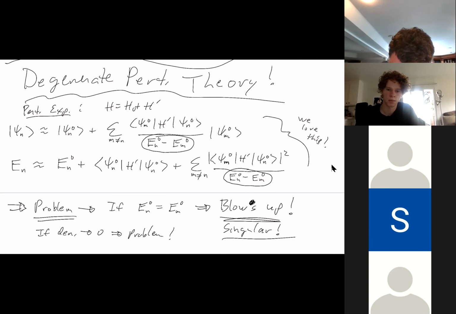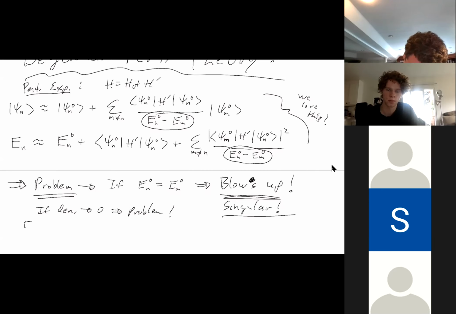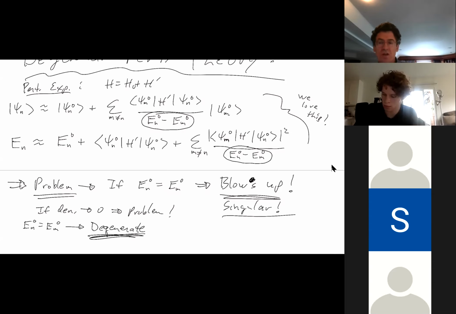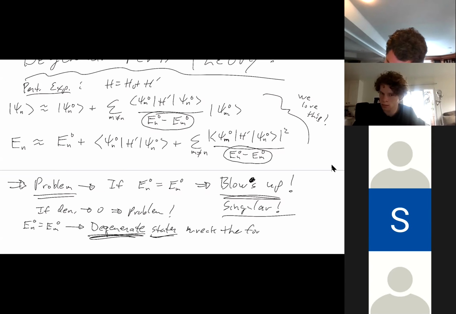And of course, what does it mean for En to equal Em? That means that the states are degenerate. That's the definition of degenerate states. So if there are degenerate states, then that's a problem. If you have degenerate states, it destroys our beautiful formula that we love so much. Degenerate states wreck the formula.